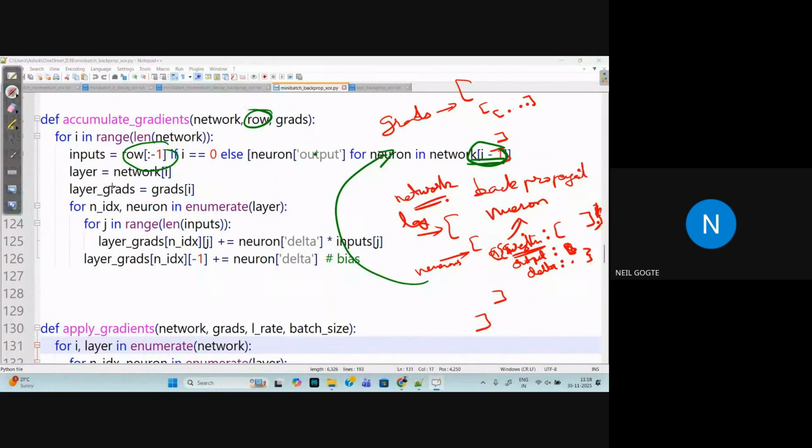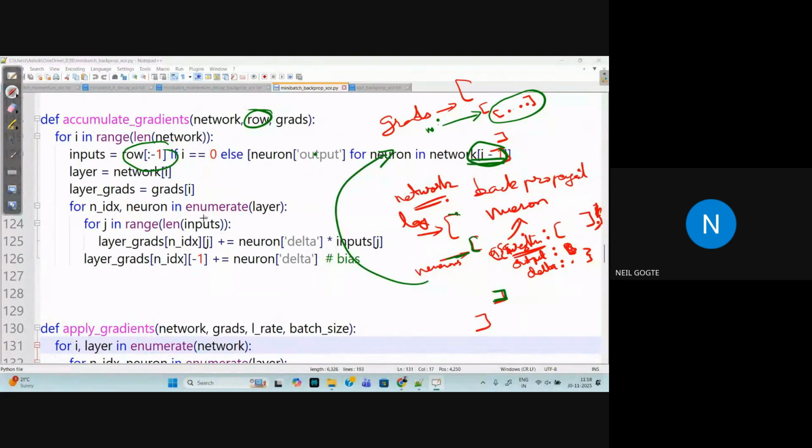So layer is equal to network i, layer grads. The same way we are proceeding. We are getting the layer, which is each layer. This is one layer, remember? And each layer here consists of a set of neurons. Here, each layer also consists of a set of neurons, and for each neuron, we have a list of weights associated with that neuron connecting the input to it. So you have to keep this in mind. These are the two data structures.